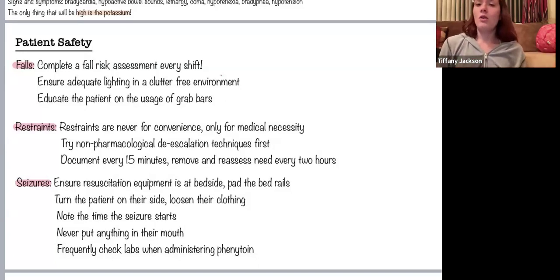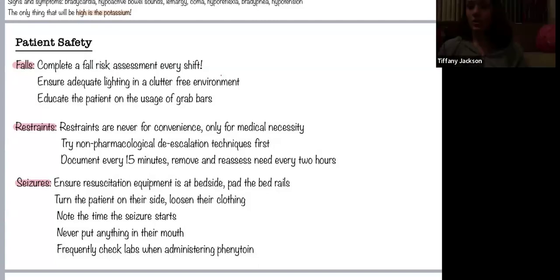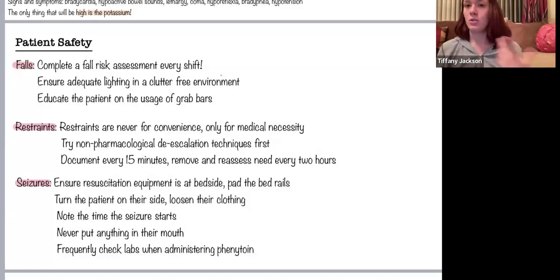Seizures, it's important to know how to care for a patient who is actively seizing. If your patient has a history of seizures or any sort of issue that will cause them to have risk for seizures, such as increased ICP, SIADH, things like that, puts patient at risk for seizures.